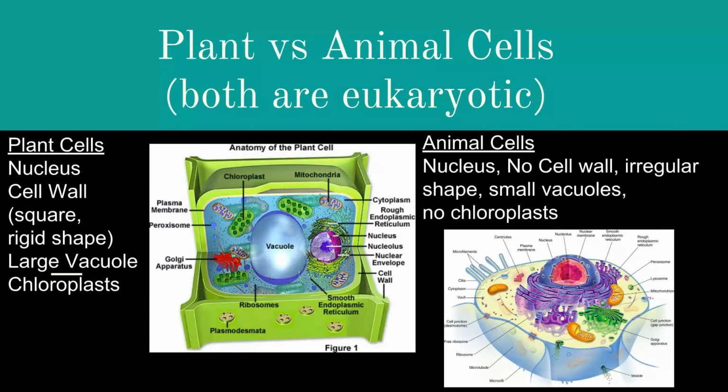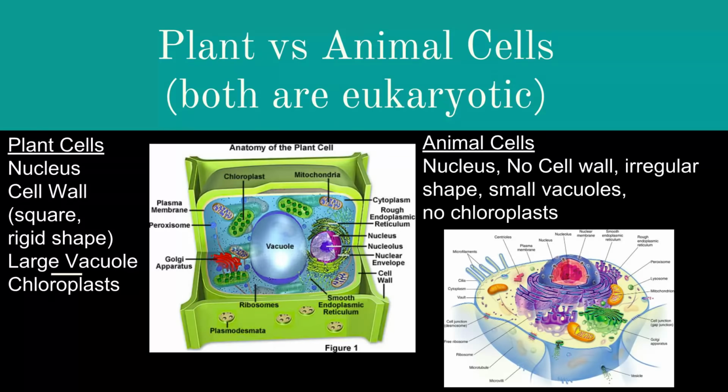So plant cells, they have a nucleus, they have a cell wall, which gives it that very rigid square shape. They also have a very large vacuole, which contains some extra liquid, water, nutrients for the plant to store. They also have chloroplasts, which is where photosynthesis occurs.